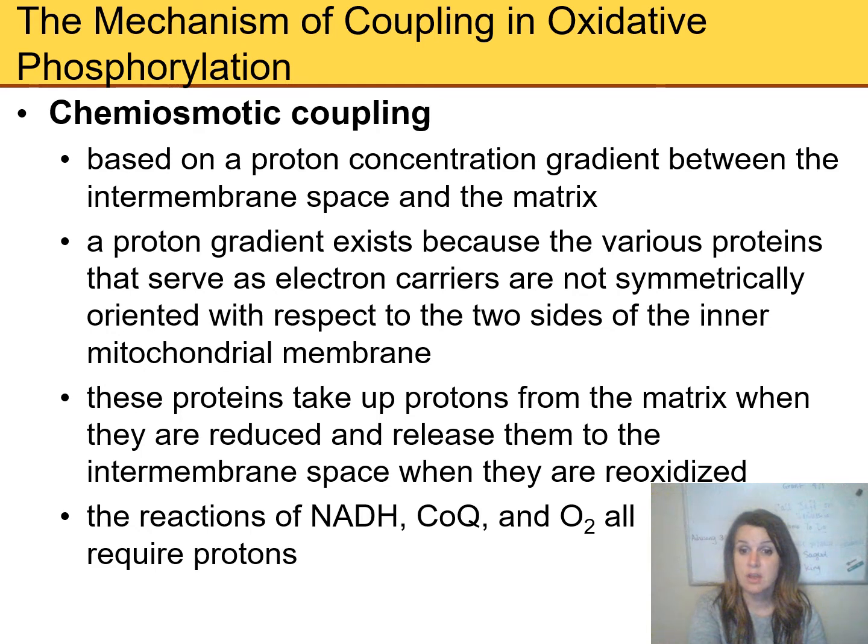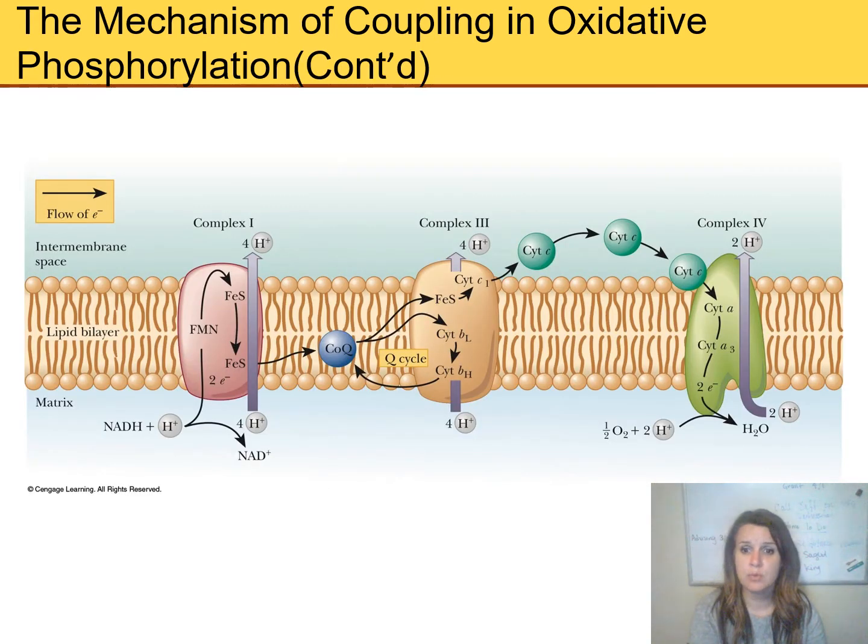The other thing you should note is all the reactions of NADH, coenzyme Q, and oxygen all require protons. So therefore we have to get them from somewhere. Well, where are we getting those protons from? We're getting them from the matrix of the mitochondria. So we're pulling them in from the matrix, but when they're done being used, we're releasing them into the intermembrane space. And because of that, we get this concentration gradient, where there's a lot more protons in the intermembrane space than there is in the matrix.